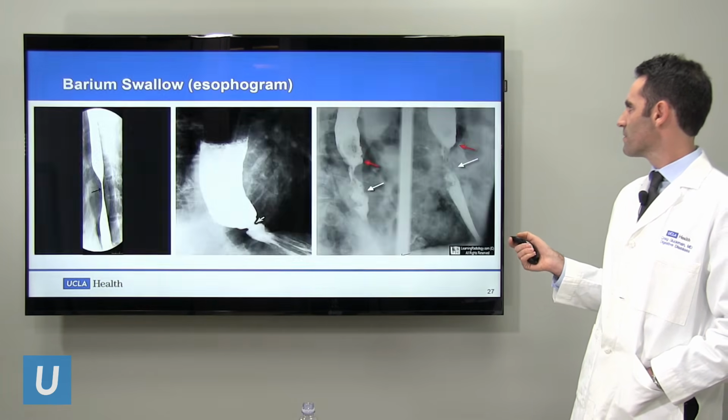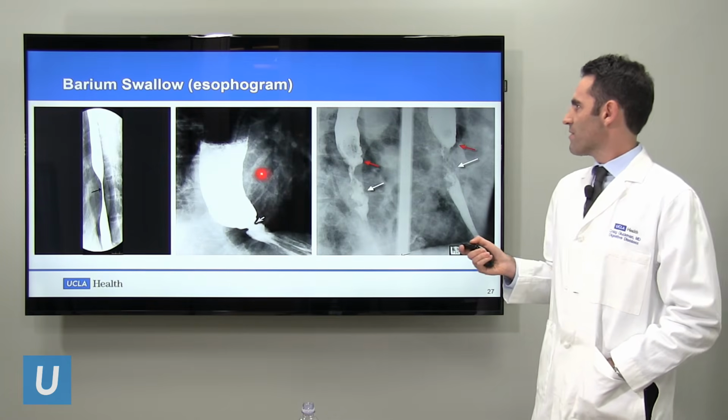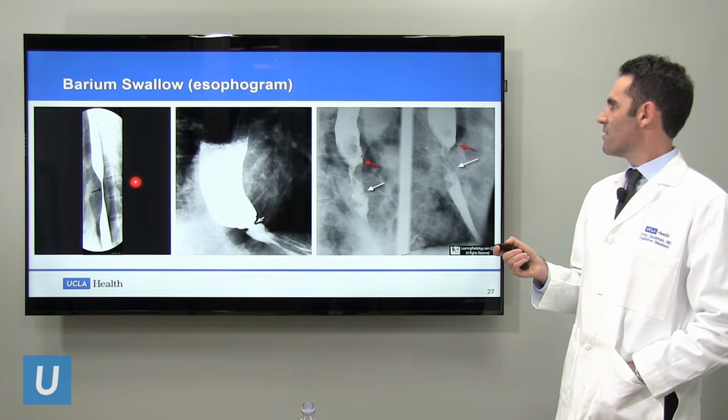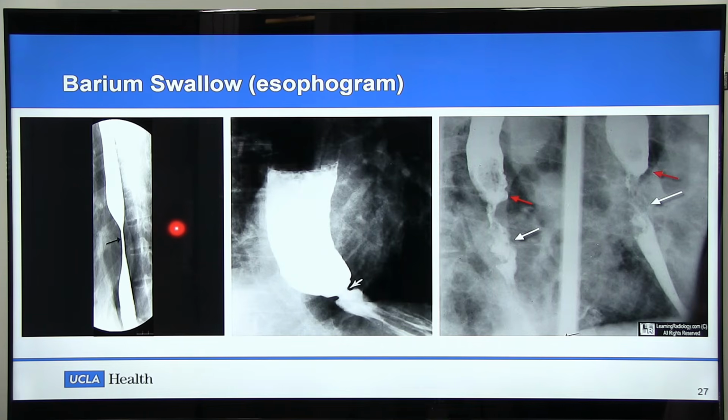So these are 3 different patients, all who've had barium swallows, and I'm showing 3 different causes of esophageal dysphagia. This first patient, you can clearly see, has a narrowing of his esophagus, and it's not hard to see that if the patient were to have solid food, this stricture would result in esophageal dysphagia.